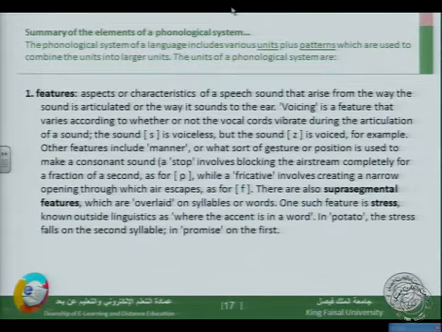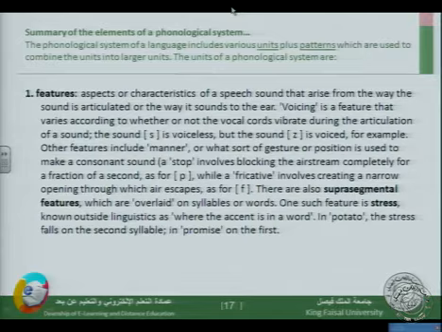Voicing is a feature that varies according to whether or not the vocal cords vibrate during the articulation of a sound. The sound S is voiceless, but the sound Z is voiced. For example, other features include manner, or what sort of gestures or position is used to make a consonant sound. A stop involves blocking the airstream completely for a fraction of a second, as for example P, while a fricative involves creating a narrow opening through which air escapes, as in F.